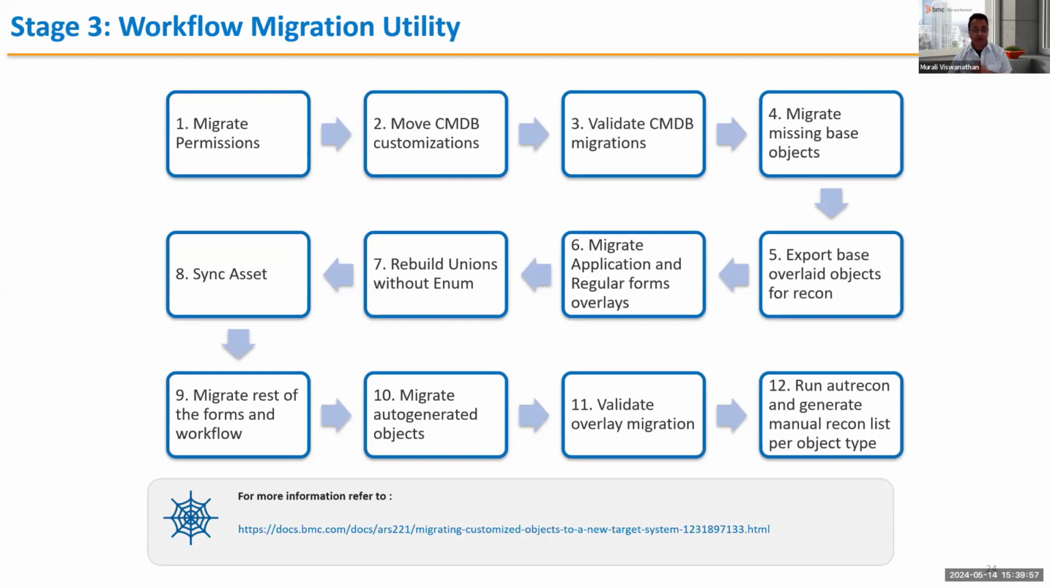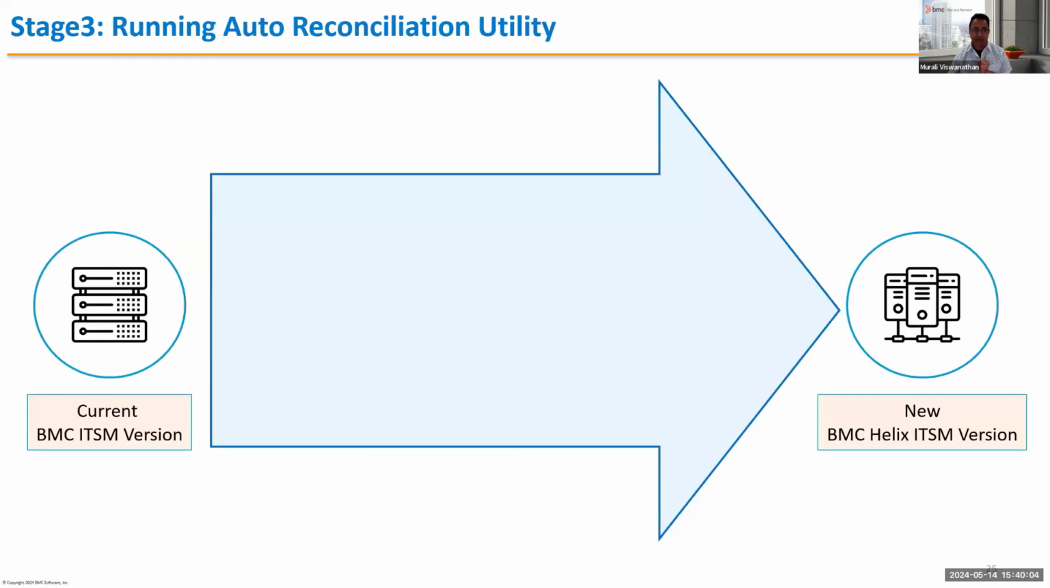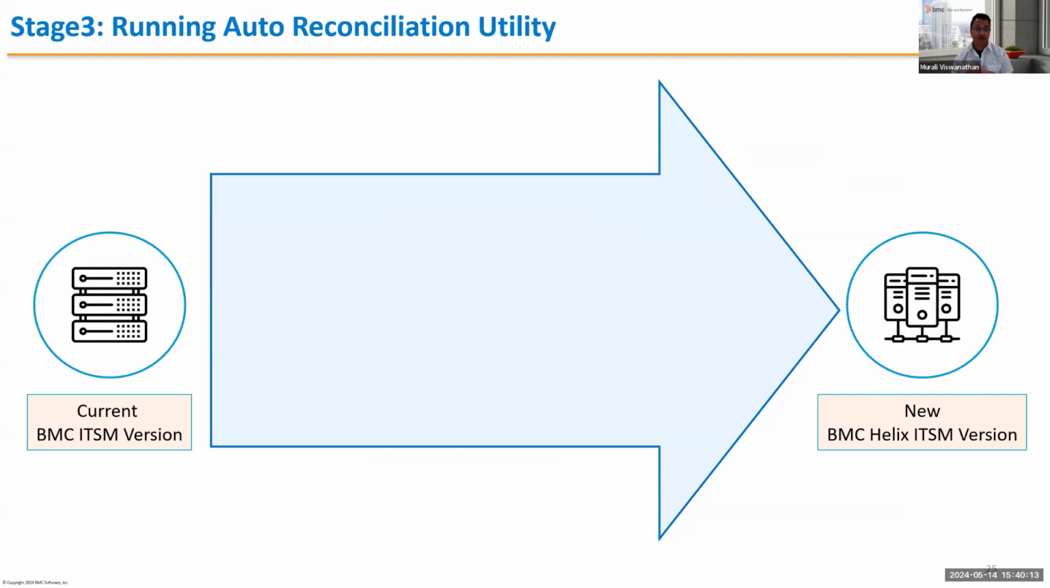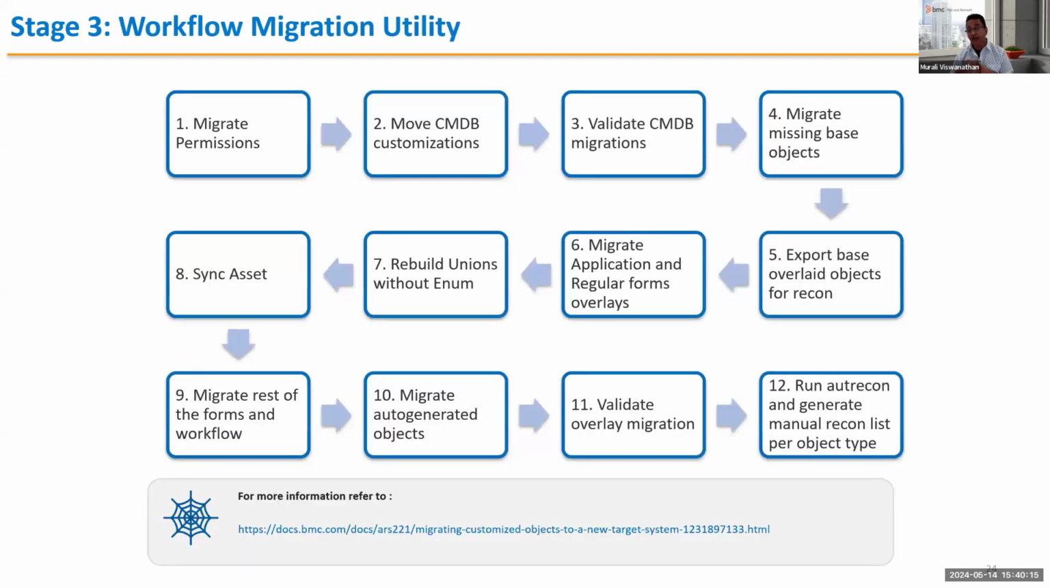One more important thing auto recon does is generate a file, and we want you to use that file for your manual reconciliation. I'll cover that in a bit. Let's say you're not on version 2002. One other thing I forgot to tell you: when the workflow migration utility migrates CMDB customizations or any customizations, it's all or nothing. It doesn't have an option to pick and choose. It's going to migrate all your customizations in CMDB and all your customizations in AR.